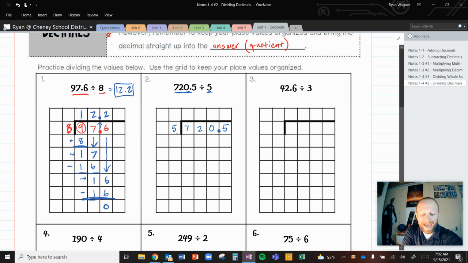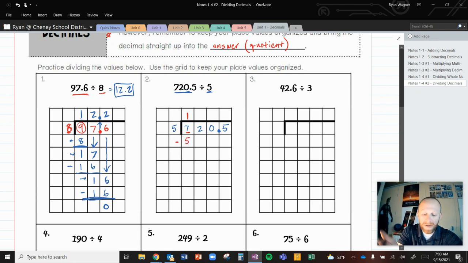We want to see how many times 5 can go into 7. Well, 1 5 is 5. 2 5s is 10. That goes over. So we can only go into 7 once because remember, we cannot go over that number. So 1 times 5 is 5. We're going to subtract this. 7 minus 5 gives us 2.